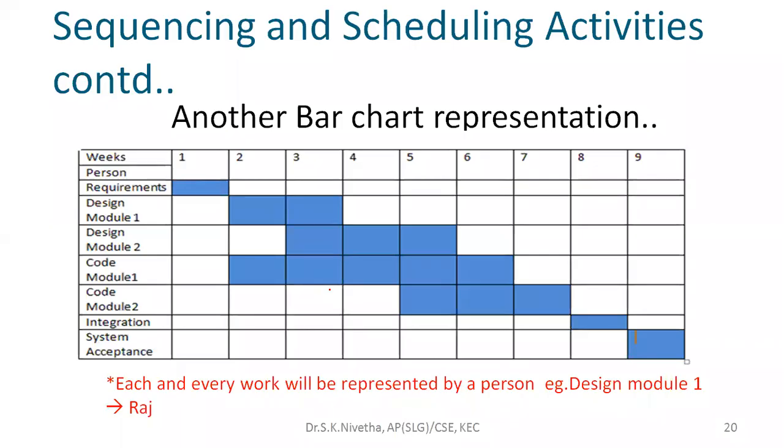Another bar chart representation you could see. In this place, 3 people are involved parallelly, and here 2 people are involved, and initially only 1 task is being completed likewise, and it is getting completed in the 9th week. So this bar chart representation helps us to track the progress of the project.